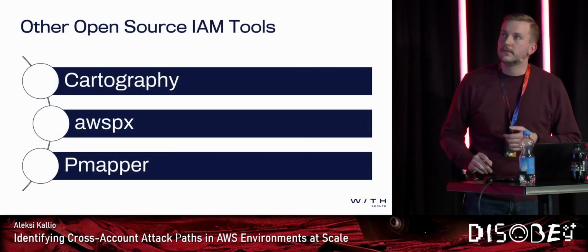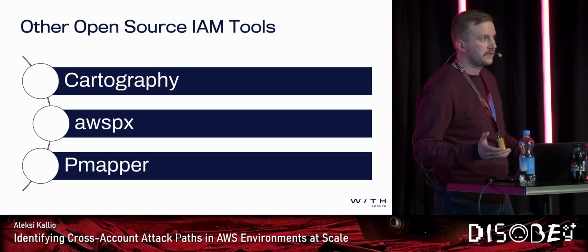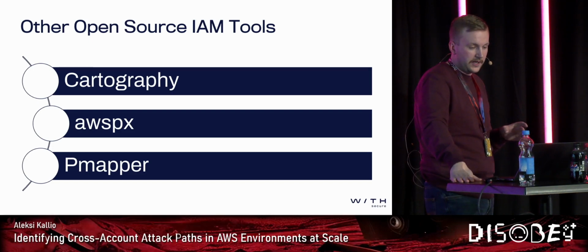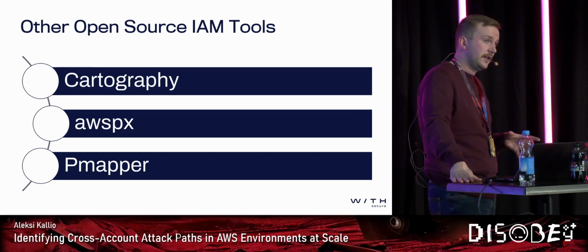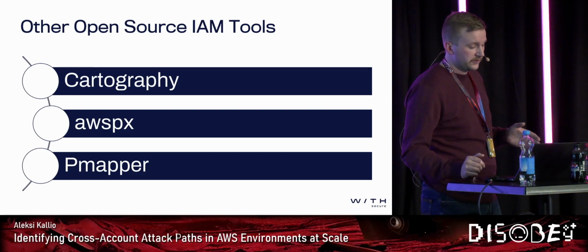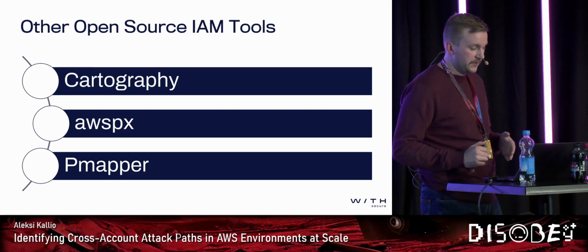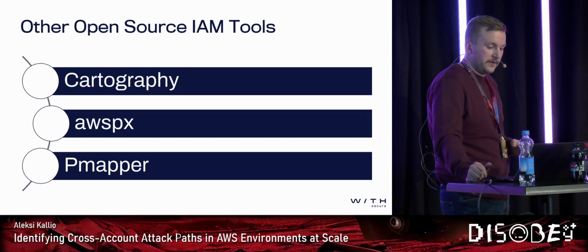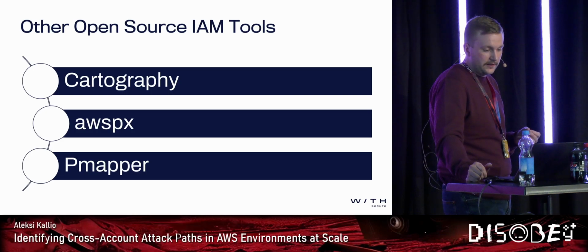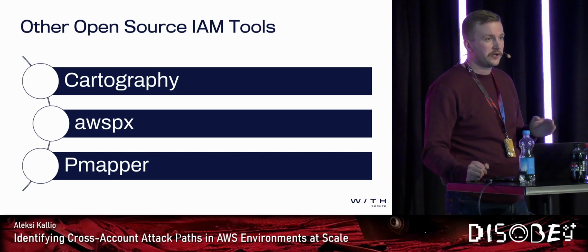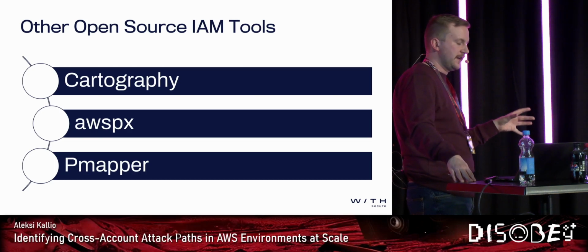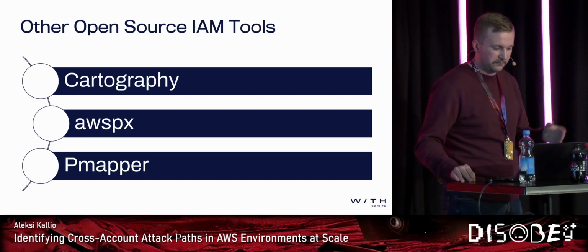So there are some open source tools that touch this problem or work with a similar issue. Cartography is not an IAM specific tool. It's more of a tool for mapping different resources in the AWS environment, but it also does some relationships for IAM principals. And Aspects is a great tool, but the big problem with it is that it's only working in a single account context. It doesn't take into account the role assumptions between accounts at all, so it's useless for the problem which is defined.